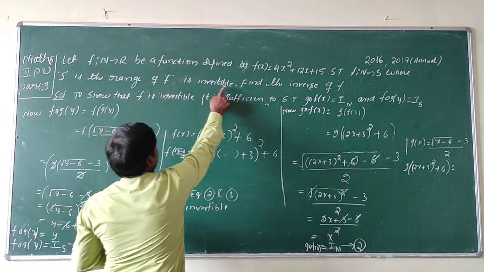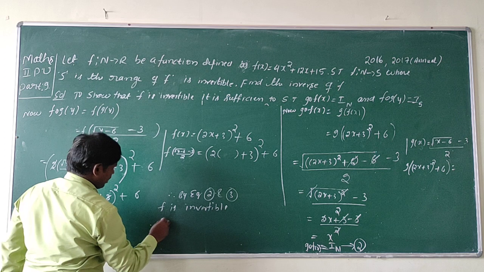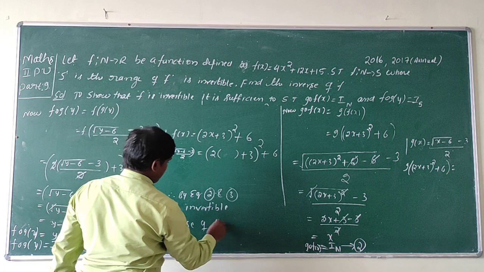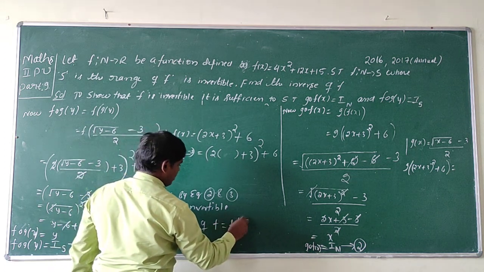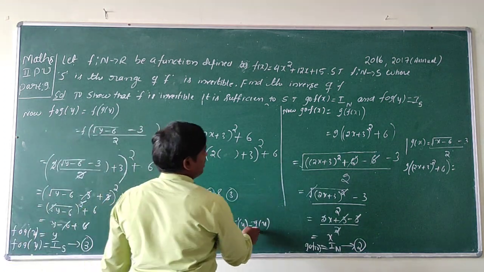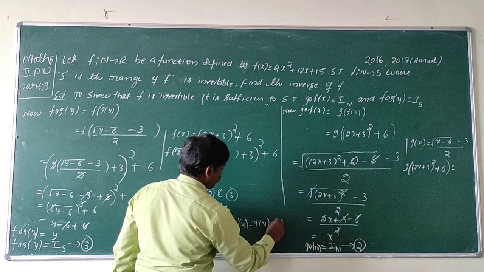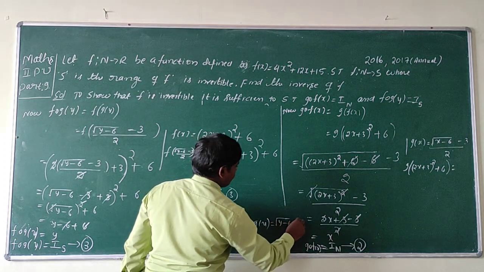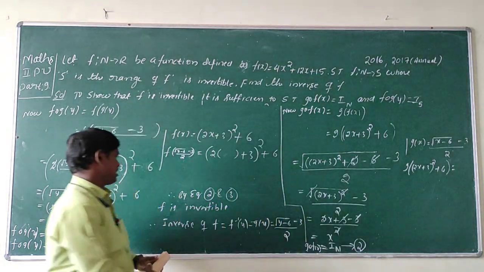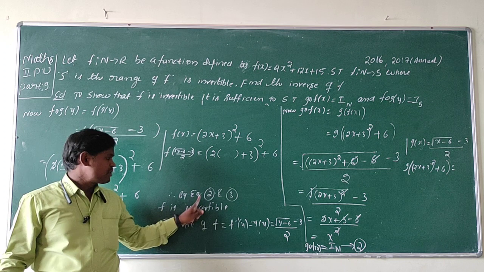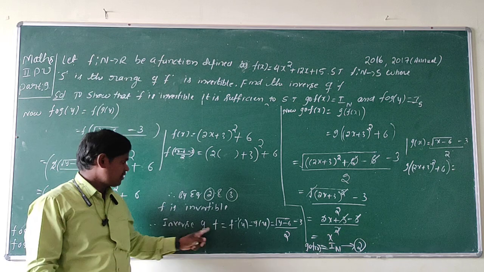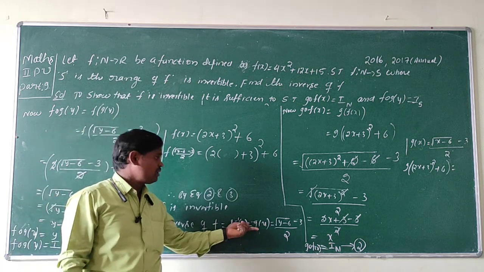Find the inverse of f. The inverse of f, which is f inverse of y, is nothing but g of y. So what is g of y? g of y is nothing but (root of y minus 6 minus 3) divided by 2. So this is the inverse. From equations 2 and 3, f is invertible. So what is the inverse of f? The inverse of f, f inverse of y, is equal to g of y.